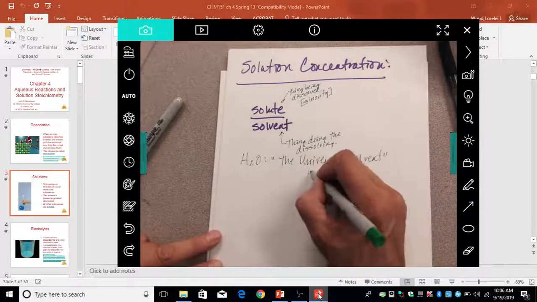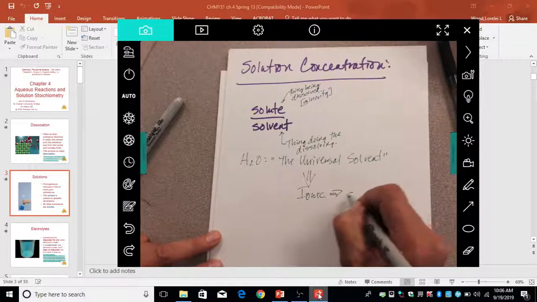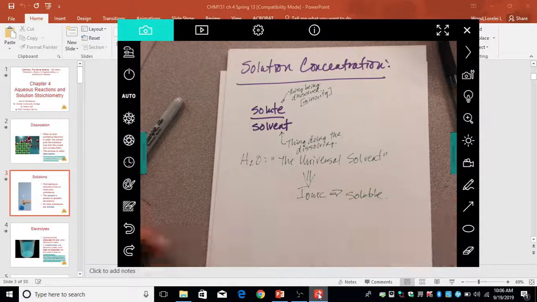It means that most ionic compounds are soluble and will dissolve in water. So they call water the universal solvent. However, there are things that water will not dissolve, things like oil or grease or things that are non-polar. And when you get into organic chemistry, there's weeks and weeks of discussion about that.